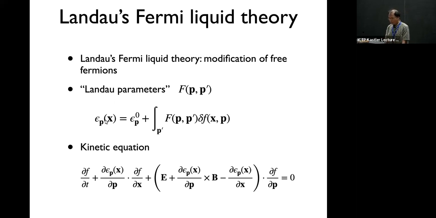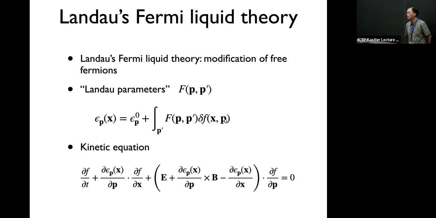And then the modification in the Liouville equation becomes the modification of the energy of a quasi-particle with momentum P at point X. The energy is the bare energy plus the contribution that comes from the distribution of particles at other values of momentum, but at the same point in space. So this integral is a linear correction to the energy coming from the deviation of the distribution function at point x and p, at the same point x, but at different p. I forgot to write a prime here. So delta f at x and p prime.